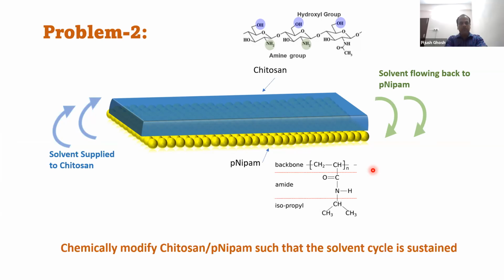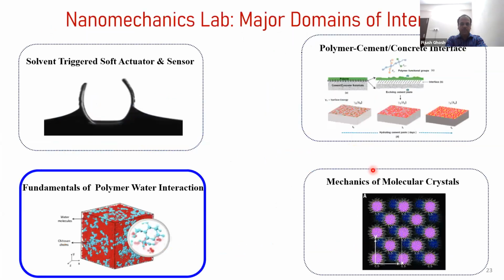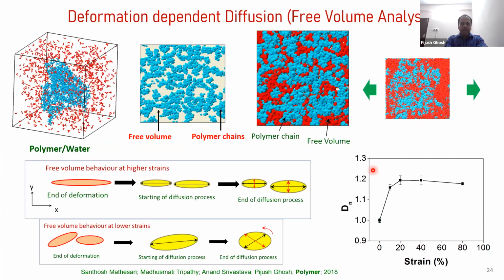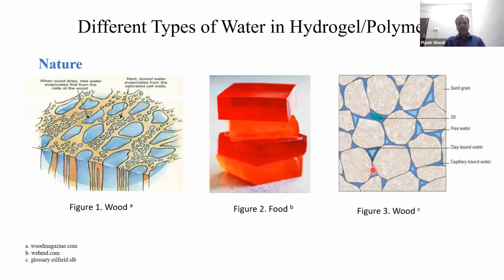So this is problem number 2 that we have. Okay, so I'll talk briefly about another work that we do as far as polymer physics is concerned. Now, there are different types of water in hydrogel or polymer, particularly if you look at wood or different types of foods. These hydrogels and polymers have different types of water.